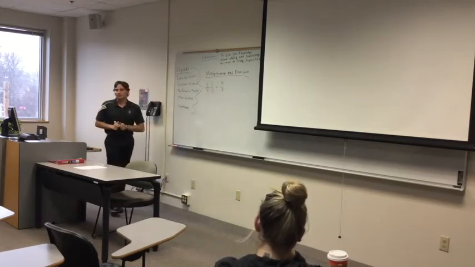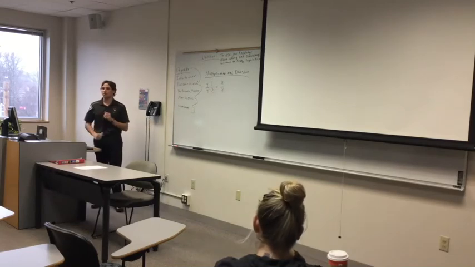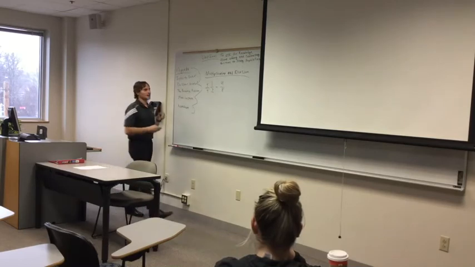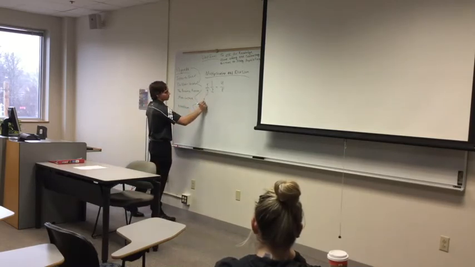Now, why can we do this? Anyone know why we're able to do this? Why can we multiply by 4 over 4 and the value stays the same? Exactly. This is literally just 1.